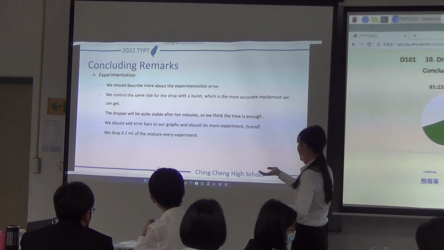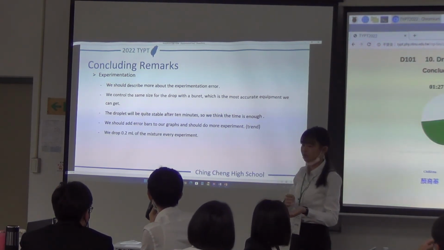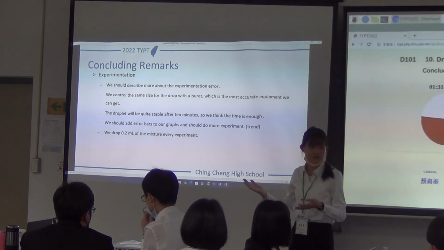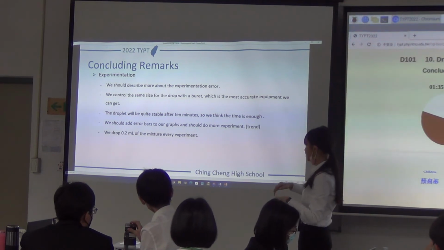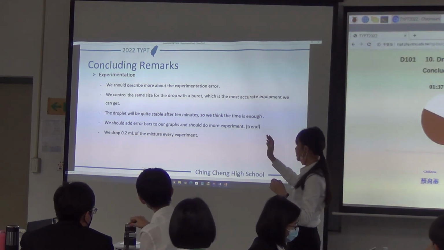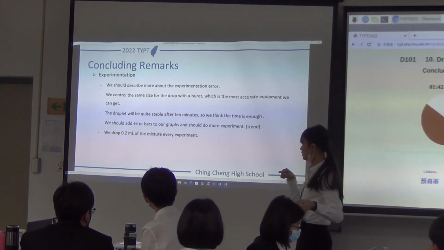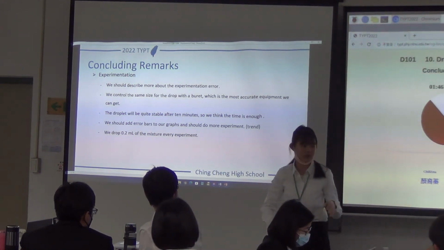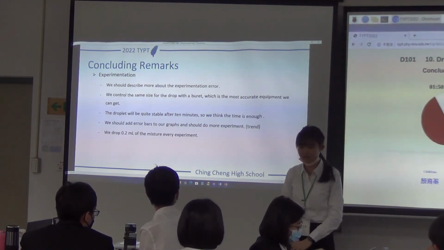And we should add error bars to our graph. We didn't do a lot of experiments to draw the graph, and because we just want to show the trend of it, we didn't draw the error bars to show how the error will be. And for the reviewer's questions, we dropped 0.2 millimeters of the mixture for every experiment. So we fixed it. So here are our remarks and our recommendation.